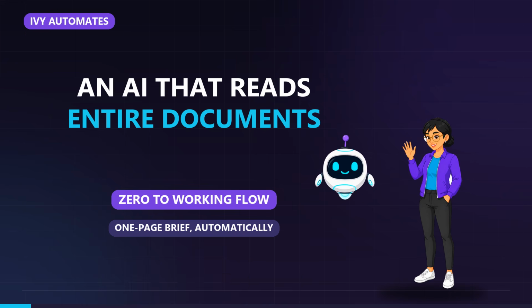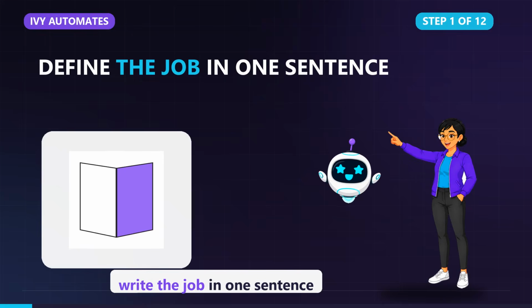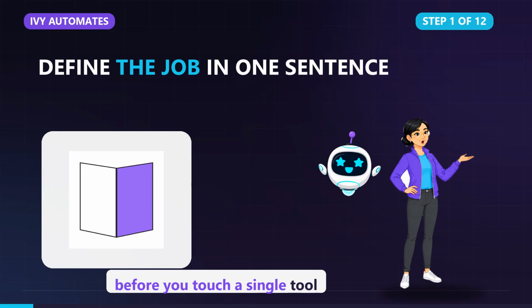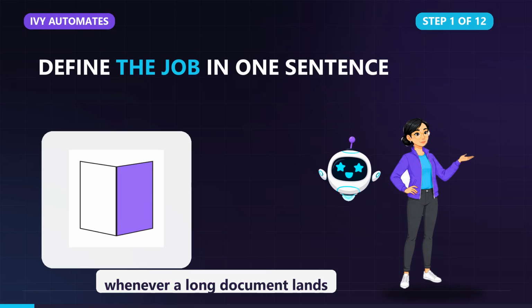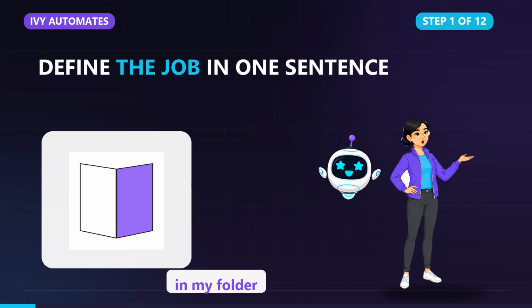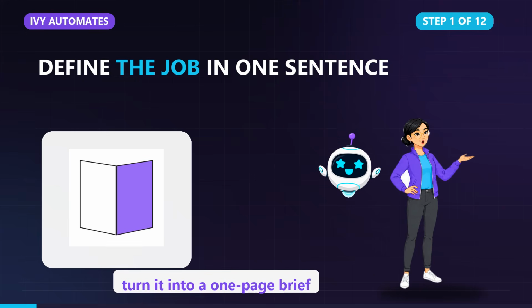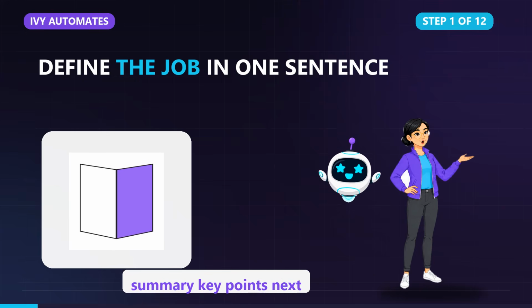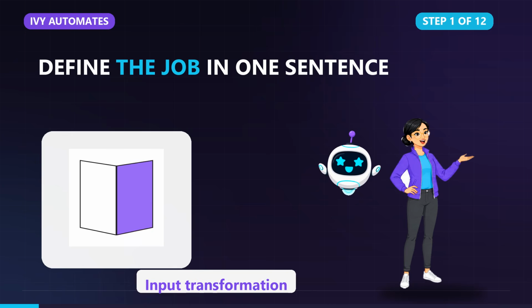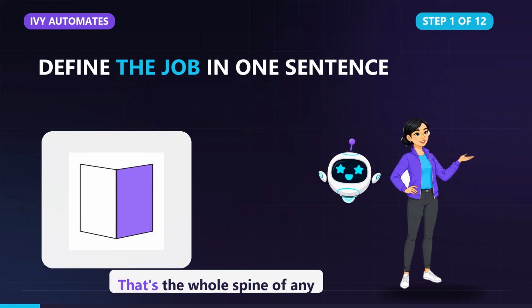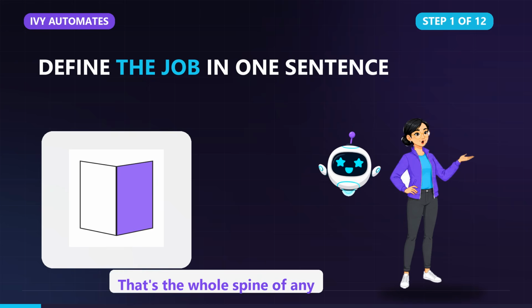Step 1. Write the job in one sentence before you touch a single tool. Here's mine. Whenever a long document lands in my folder, turn it into a one-page brief, summary, key points, next actions. Input, transformation, output. That's the whole spine of any automation.